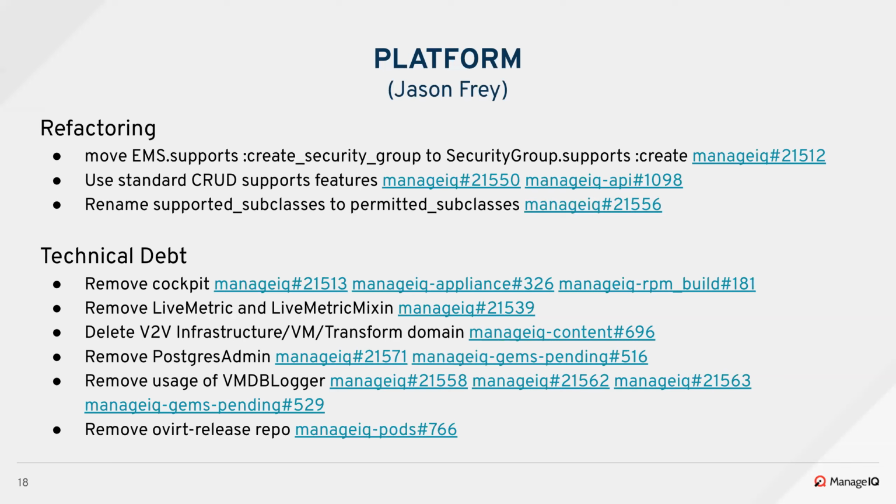And then on the build side, I removed the overt release repo. This was dependent on a few other deletions, including the V2V. Overt release was giving us a lot of problems because it had old RPMs in there. So when the build would resolve, it would sometimes pull old RPMs, including ones that have security issues. So this is more of a security change, but it's also a technical debt cleanup. Next slide, please.